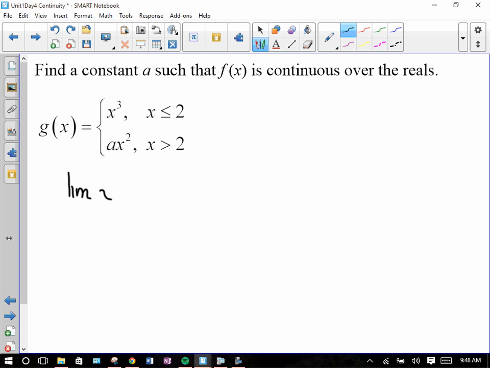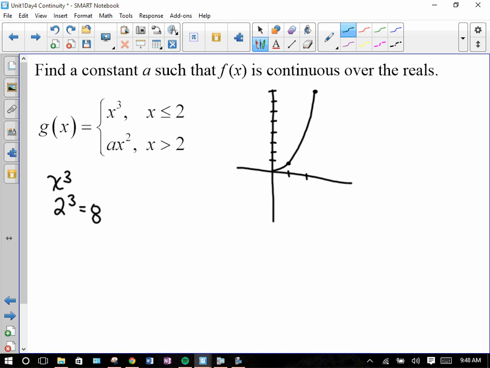It says x cubed when x is less than or equal to 2. We're only concerned about this. The only place that we could possibly have a discontinuity is right here at x equals 2. So first of all, we know x cubed when x is 2 is 2 cubed, which is equal to 8. Does that make sense? So this function looks something like this, 1, 2, 3, 4, 5, 6, 7, 8. We know it's filled in there, and we know that this right here is equal to 8.